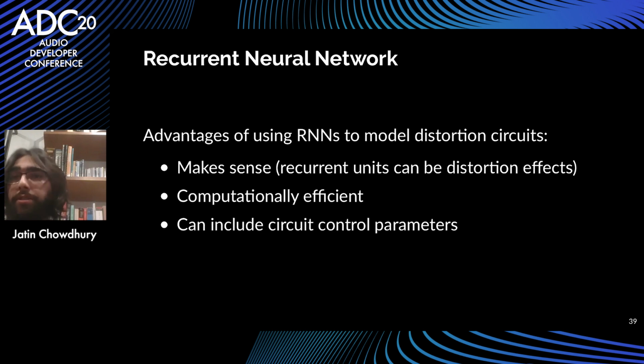Second, at least compared to the convolutional networks, the RNN is way faster. I think it's like five or more times faster than the convolutional network for equivalent modeling accuracy. And then finally, Alec Wright showed in his paper how you can actually include control parameters and have the neural network essentially learn how to change what it's doing based on the changing circuit parameters.